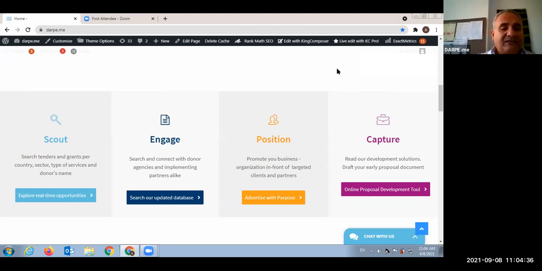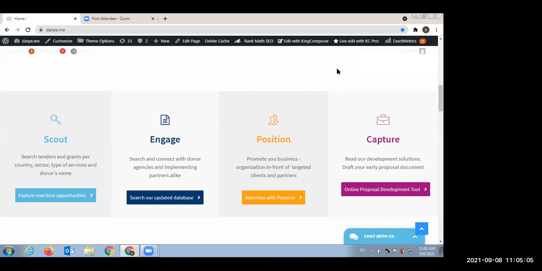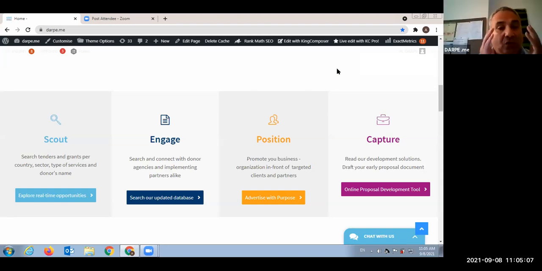DARPE goes from scouting, in which you identify tenders, grants, and individual consulting opportunities per your selection criteria. These opportunities are linked to the profile of the client, the donor agency, with all contact information and all previous procurement notices of this client or donor agency or international organization. So you can learn more about their funding priorities and their direction, so you know how to tailor your proposal accordingly.